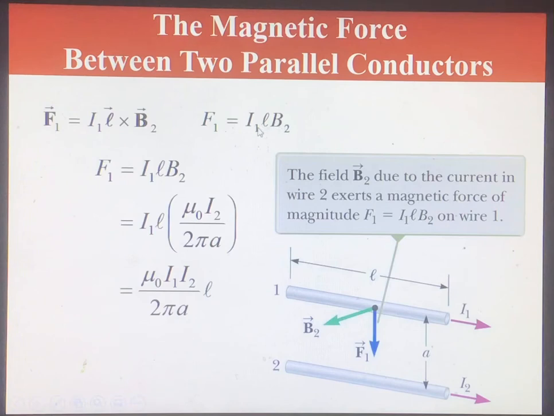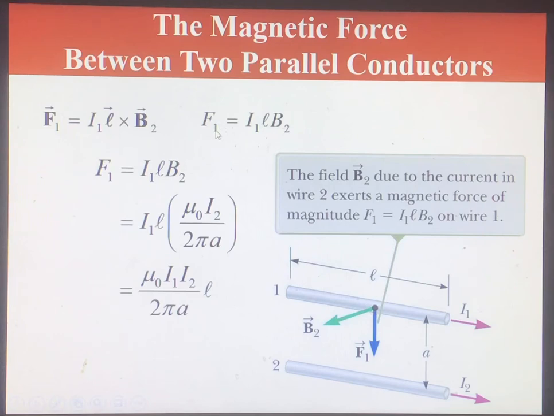And again, remember that B2, by the right-hand rule, the magnetic field produced by conductor number 2 is always going to be pointing, at this point, coming out of the board, so it's pointing out of the paper. When you take the cross product, because L is pointing in this direction right here, L cross B2, there is a 90 degree angle here.